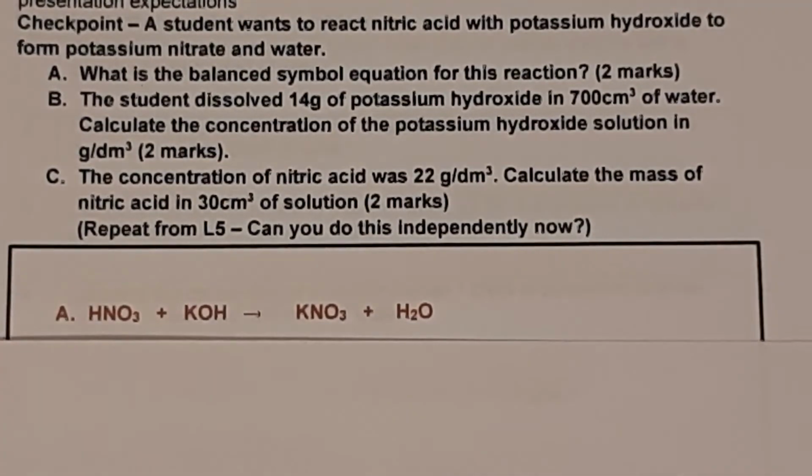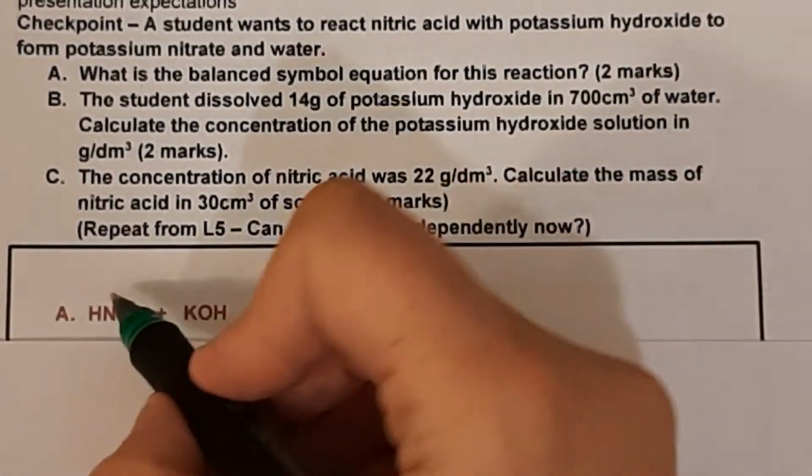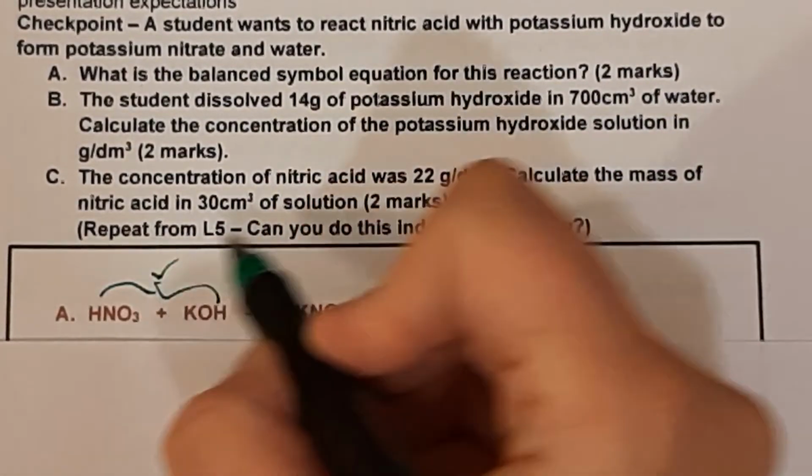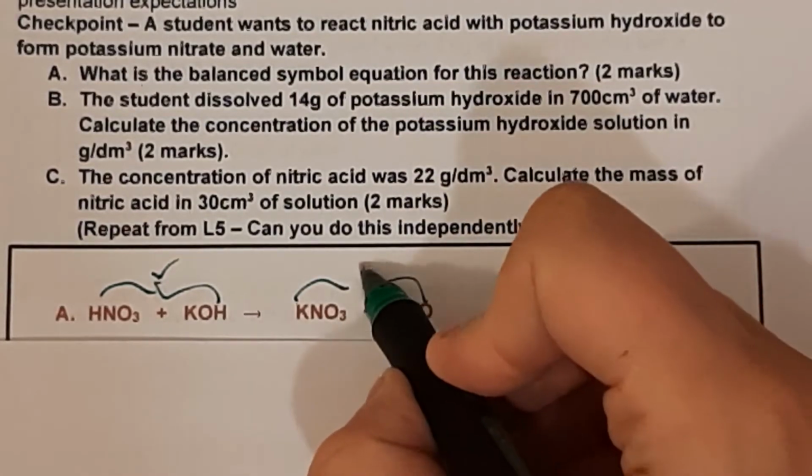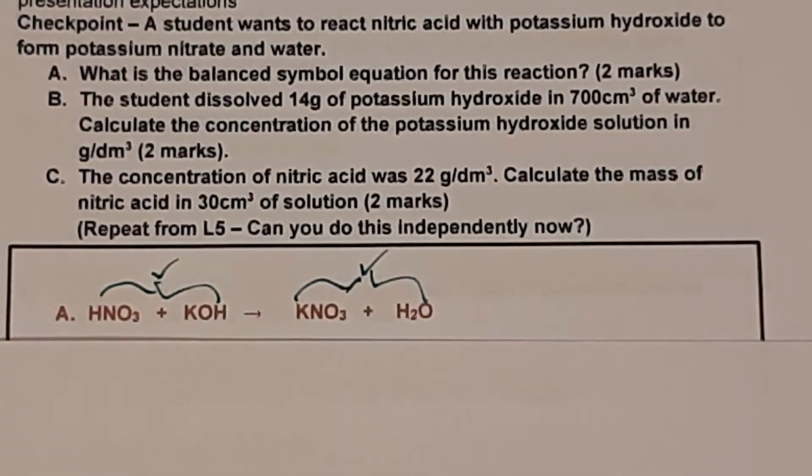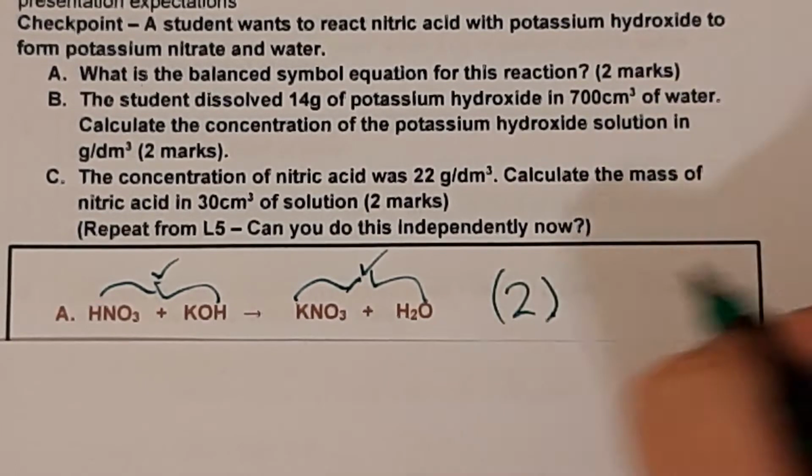This is a balanced form of the equation. There are no additional numbers required. So there is a mark for the reactants, for getting those correct, and a mark for getting the products correct. So that is 2 marks.